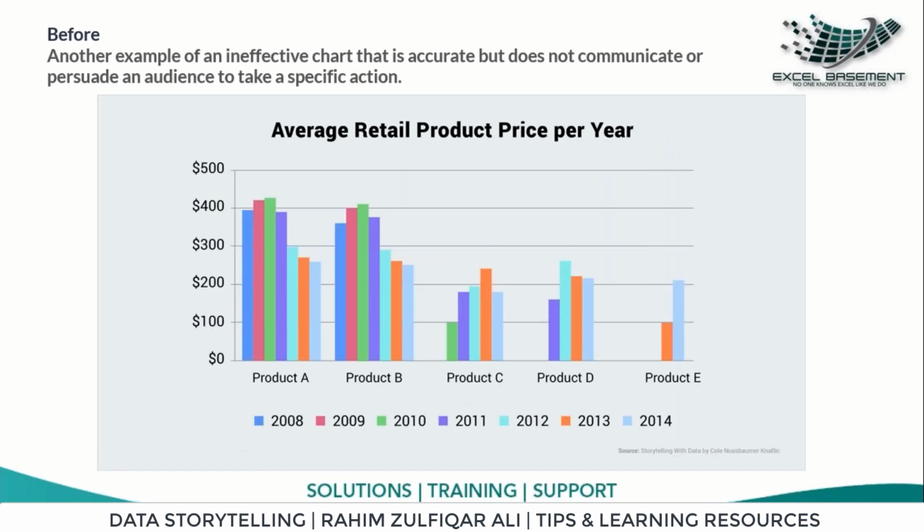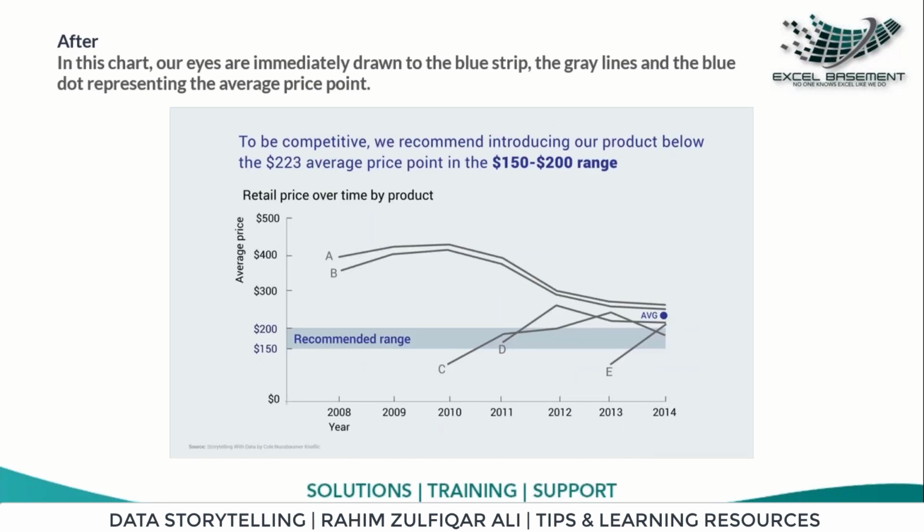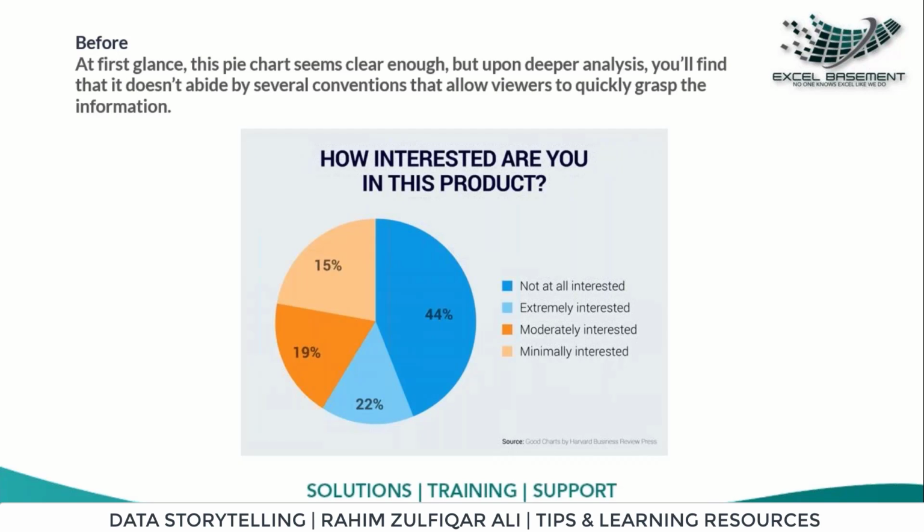Before that, there was no data story. We were unable to do any kind of decision making. But as soon as we changed the chart, we came up with a reasoning, we came up with a narrative. Okay. Next. Now this is another kind of pie chart which tells you how much a person is interested in buying a product.